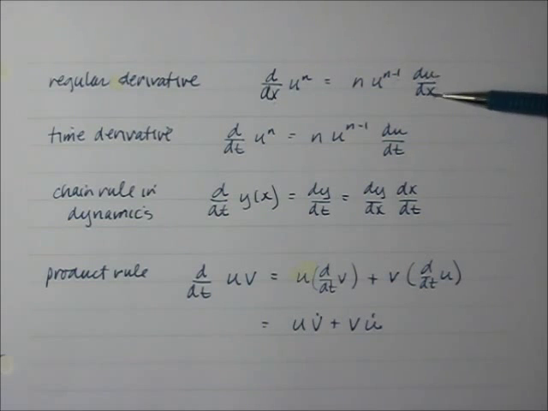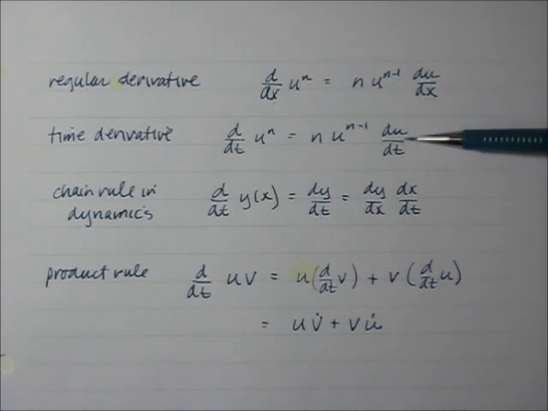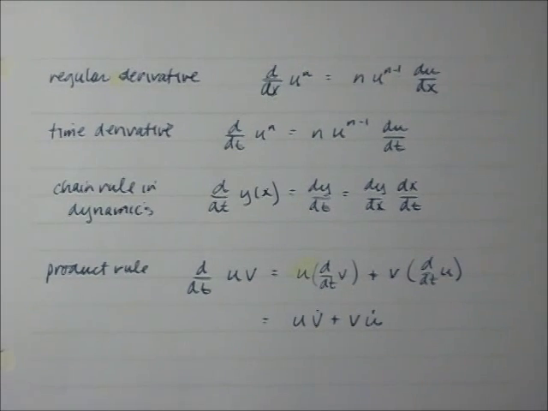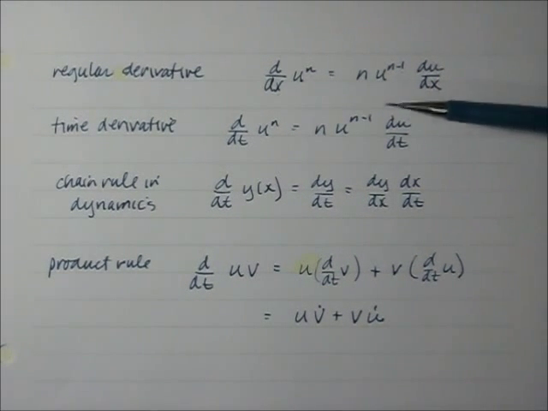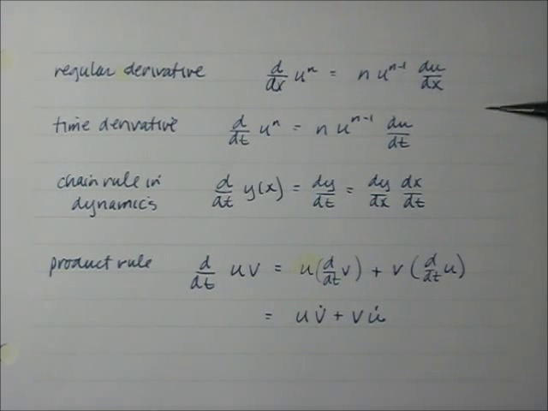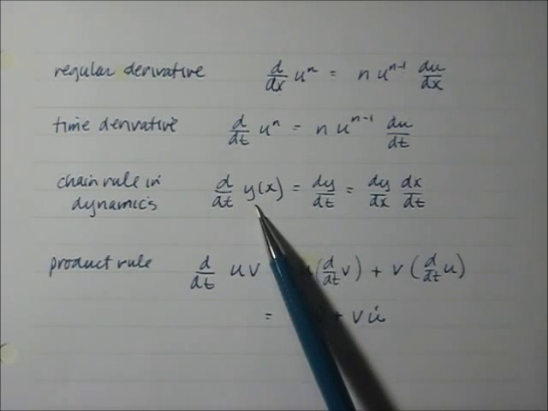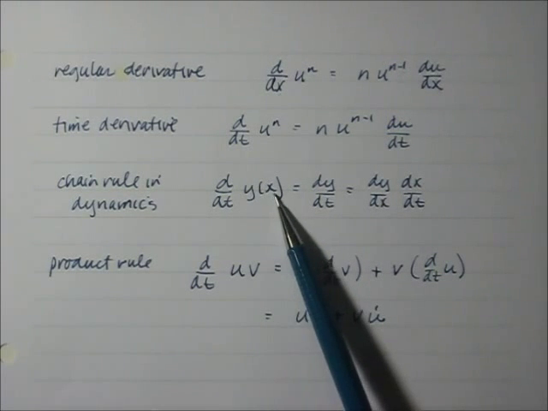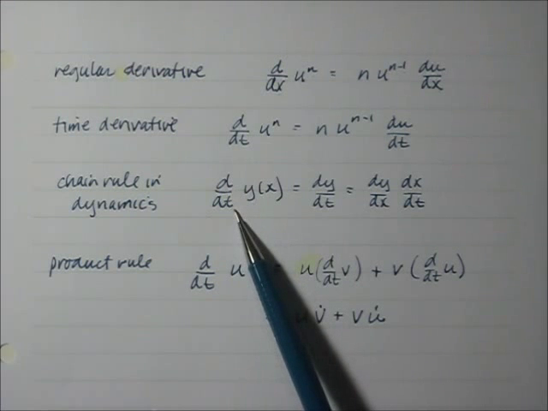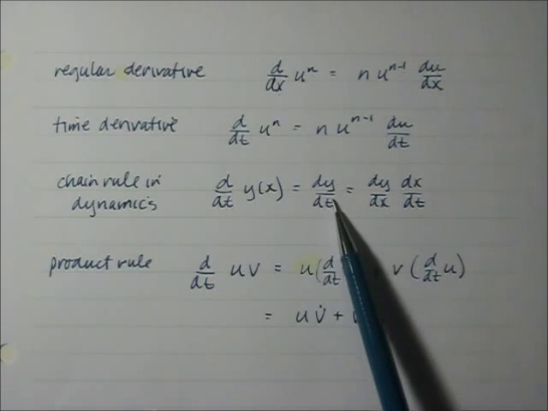And here I'm taking du dx and du dt, and we're going to talk more and more about how to switch from the xy domain into the time domain and back and forth. But generally we do that with the chain rule. So if you have a function of x, like y as a function of x, and we want to take the time derivative of that, we want dy dt.